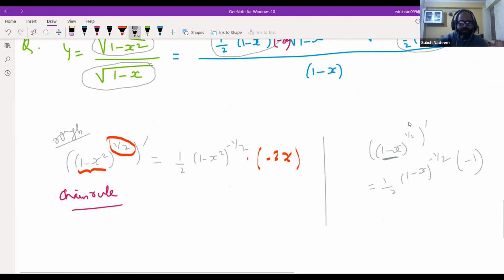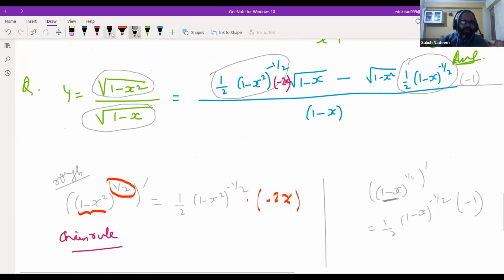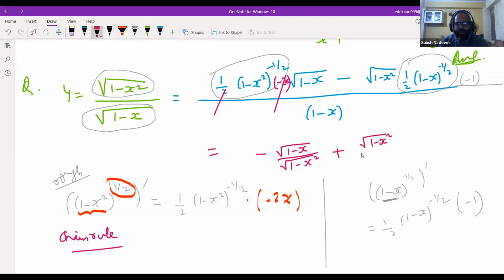So you will say that it is now a 2, and this 2 will cancel, minus root over 1 minus x, and this is root over 1 minus x square in the denominator, as it is power minus 1 by 2, and this minus 1 and minus will become plus here, root over 1 minus x square by 2 root over 1 minus x, and this whole divided by 1 minus x.